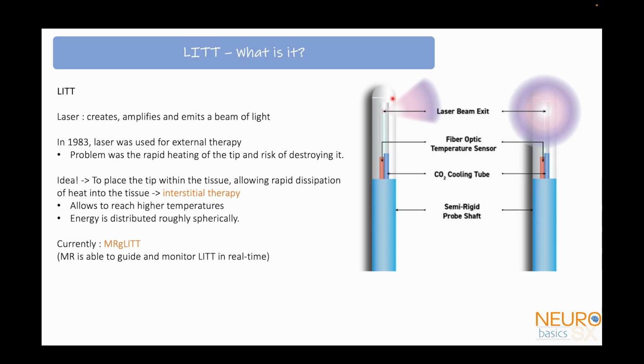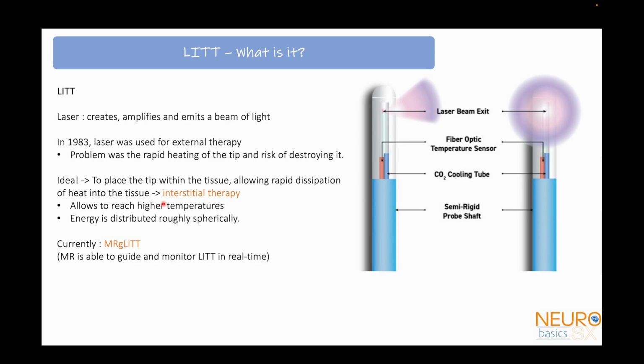Now, in 1983, a laser was used for external therapy. And basically, what they did was they put the laser tip outside the tissue and tried to heat it up and destroy the tissue. The problem was because you're holding the laser tip outside the tissue, the laser tip heats up very quickly and it can actually be destroyed because of this. So then they came up with an idea to put the laser tip inside the tissue, because of which now that tissue itself can dissipate the heat and then the laser tip will not heat up as much. So that is what is basically interstitial therapy, that the tip is placed inside the tissue.